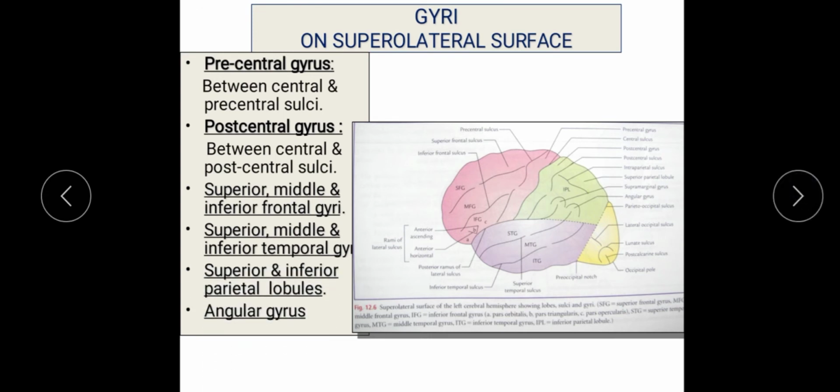Then the angular gyrus. This one is the angular gyrus on the parietal lobe, that is the area around the posterior end of the superior temporal sulcus. This is the superior temporal sulcus, its posterior part. This area is known as angular gyrus.